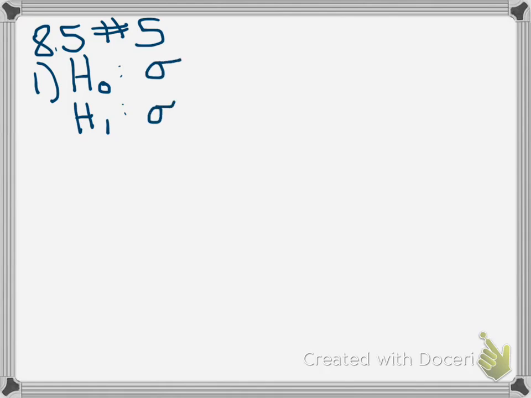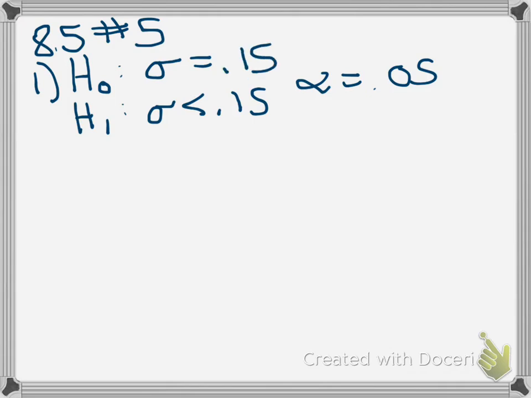So there's sigma. We know null is equal, but our claim says a standard deviation less than 0.15, and use an alpha of 0.05. Okay, so the null is going to be equal to 0.15. So there we have step 1 right there.